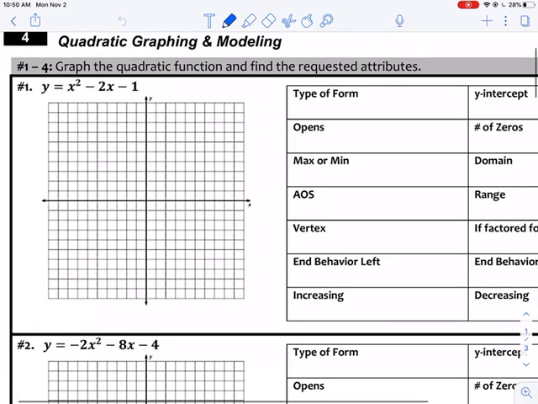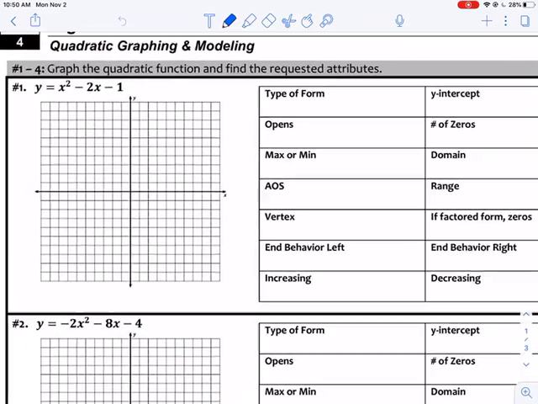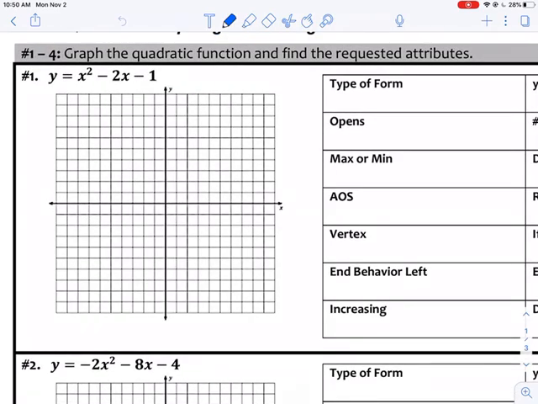So we're going to graph this quadratic function and find all the attributes. All right, so first things first. What form is this in? So I look here and I say x squared, x, and a constant. That is in our standard form.